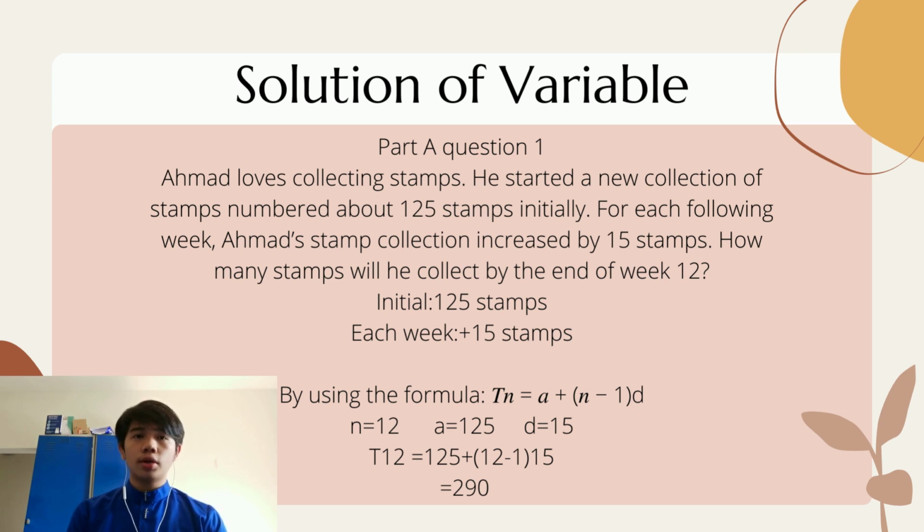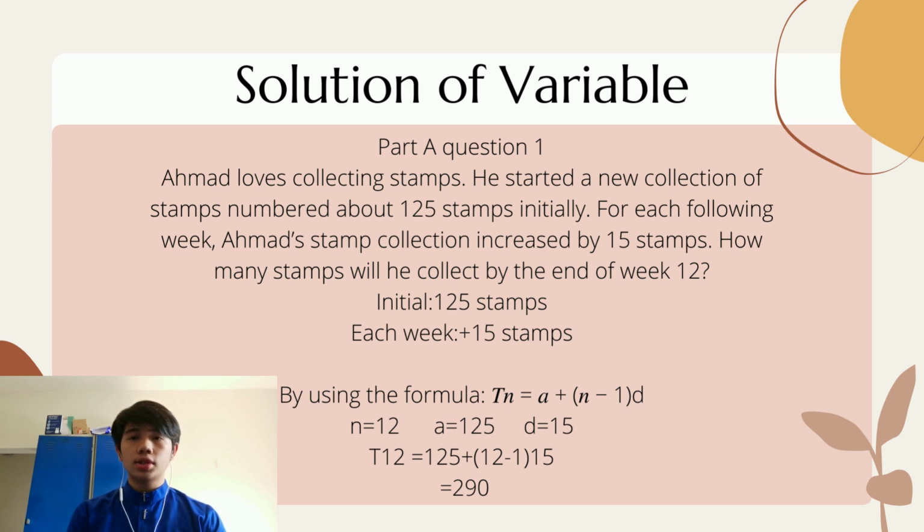As we can see, the formula for the arithmetic progression is Tn equal to a plus n minus 1 d. In part A of question one, we can see that Ahmad loves collecting stamps, and it stated that Ahmad initially collected 125 stamps. The 125 stamps is the initial value, and we can label it as a in the formula. Next, it stated that Ahmad's collection increases by 15 stamps each week.